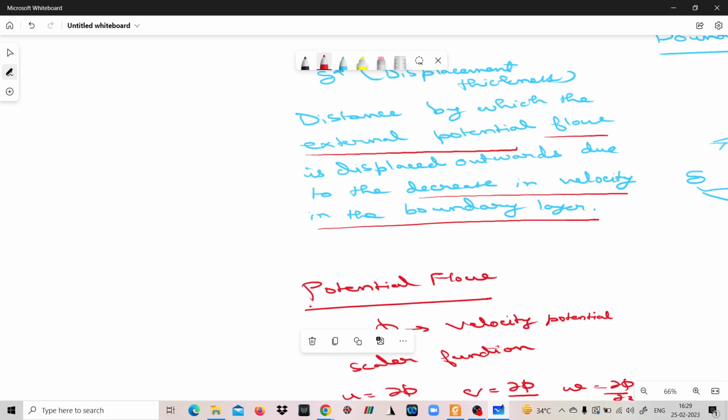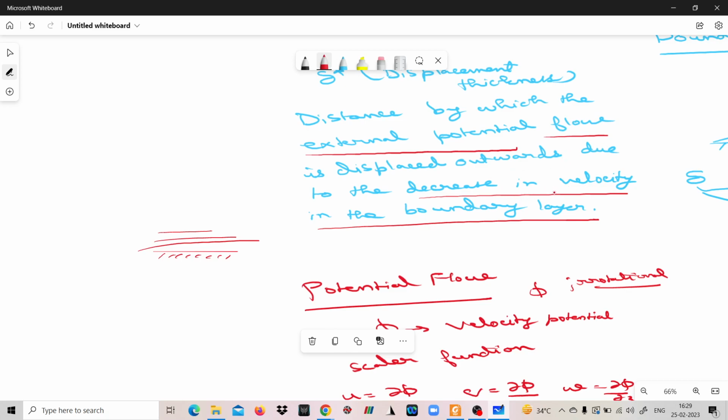Potential flow is a flow for which a potential function phi exists, and if phi exists, then we say that the flow is irrotational. Okay, so what is an external potential flow? External potential flow is a flow for which the value of phi exists. And why is it known as external flow? Because, see, there is a flat plate. For example, if you take a flat plate and the flow is taking place externally over this flat plate, so that is the meaning of external potential flow. Okay, the flow is displaced outwards due to the decrease in velocity in the boundary layer.